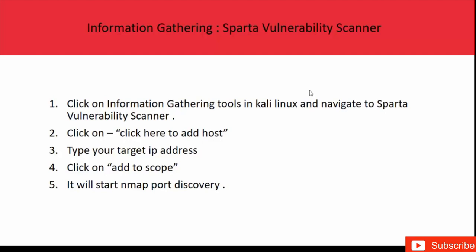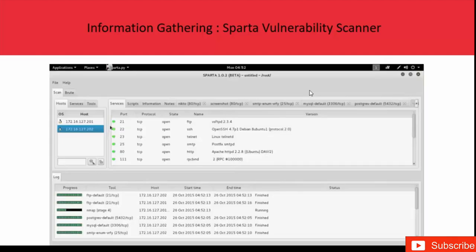So as you can see, first, click on Information Gathering Tools in Kali Linux and navigate to Sparta Vulnerability Scanner. Second, click on Add Host. Add Host is a button there in Sparta, and then you have to type your target IP address there, and then click on Add to Scope, and it will start Nmap port discovery to find out open and filtered ports available in Nmap. So this is the screenshot of Sparta in Kali Linux.